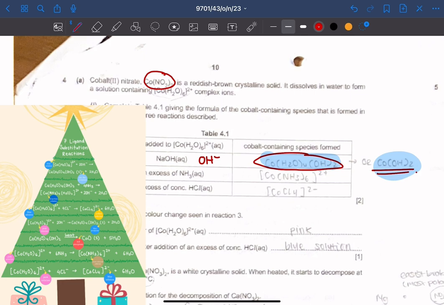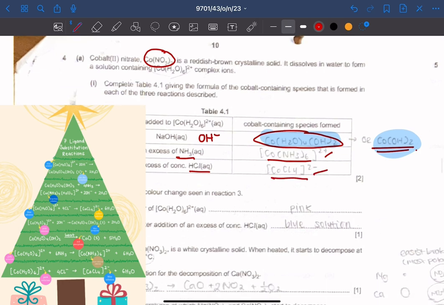Okay. Reaction number 2, cobalt nitrate with an excess of NH3, forms [Co(NH3)6]2+. If it's reacted with HCl, it forms [CoCl4]2-. II. Describe the color change seen in reaction 3. Original color of [Co(H2O)6]2+ is pink. Then the final color after addition of an excess of concentrated HCl is a blue solution.